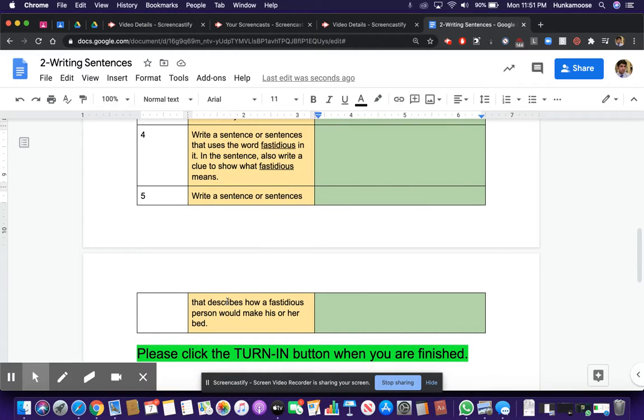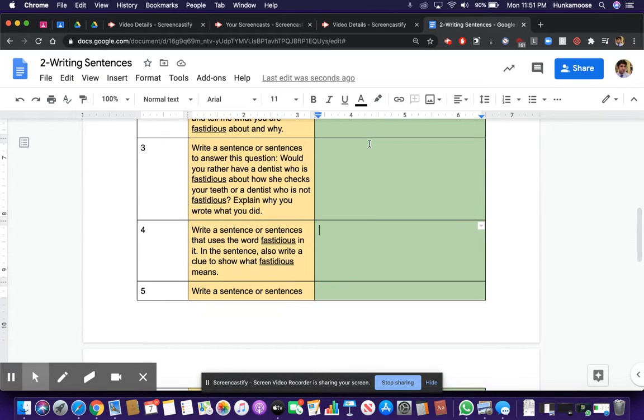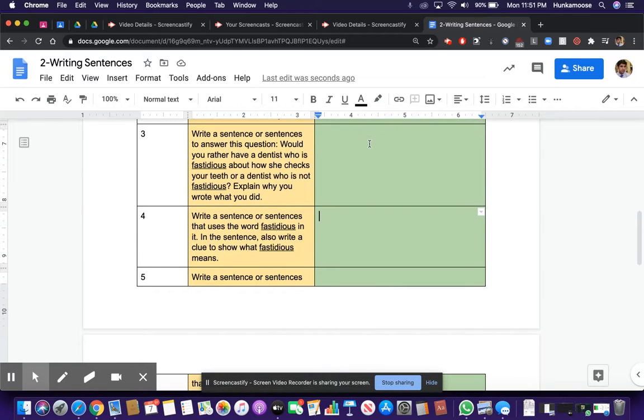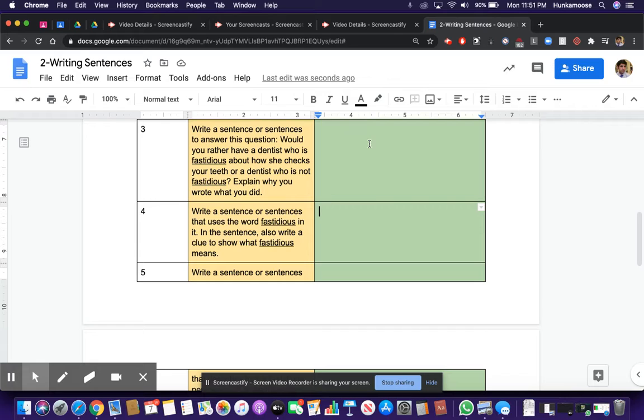Write a sentence or sentences that describe how a fastidious person would make his or her bed, or just write a sentence that uses the word fastidious in it. Let's do that. Let's start with this one. I'll start my sentence with a capital letter. There are people I know that are fastidious.